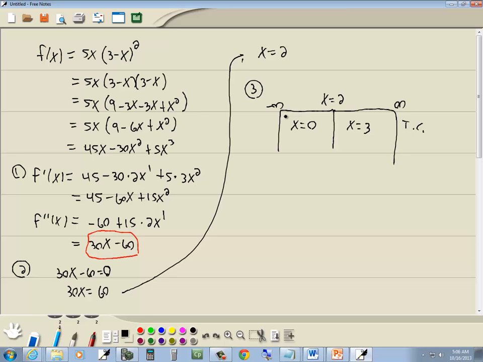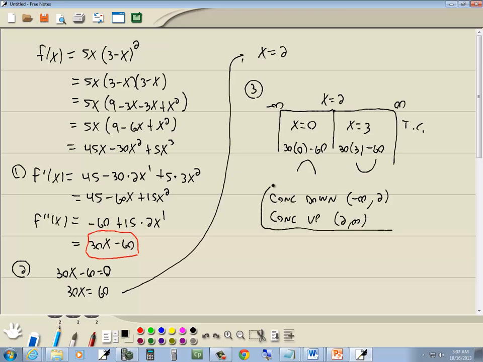Probably overkill to put that in the calculator. So I got 30 times 0 minus 60, which is negative, which is concave down. And we got 30 times 3 minus 60. 30 times 3 is 90, minus 60 is positive, so it's concave up. So for concavity, it's concave down from negative infinity to 2. And then it's concave up from 2 to positive infinity.